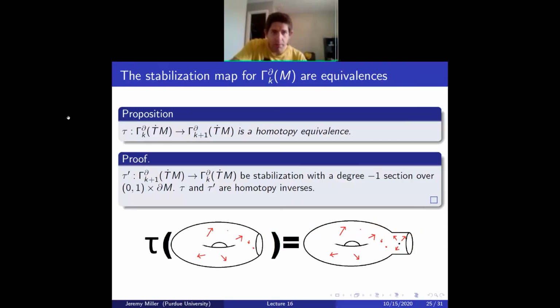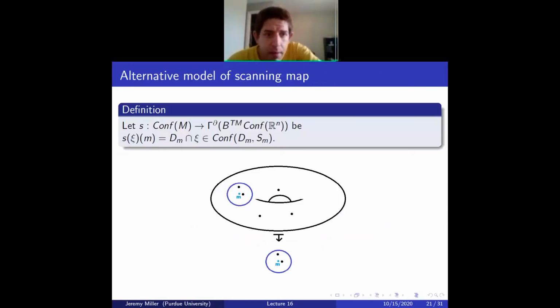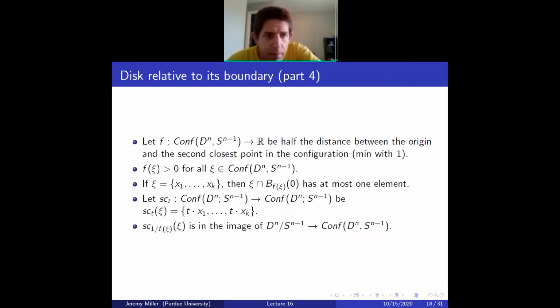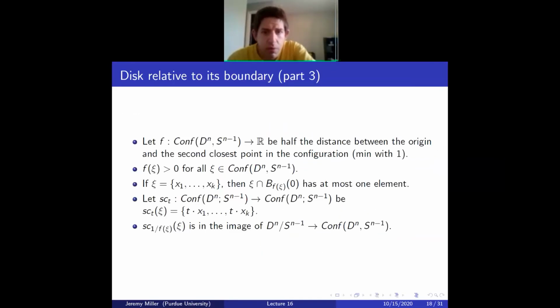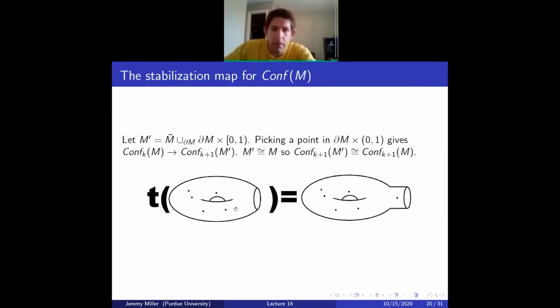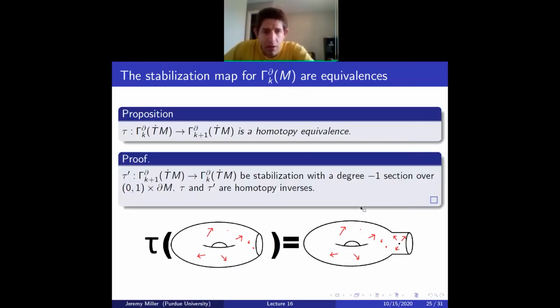Okay, so these maps, I guess we proved, what did we do last class? Oh no, it wasn't last class. A week ago, we proved that these stabilization maps induce isomorphisms in homology in a range, increasing with the number of points. So the stabilization map for configuration spaces induces an isomorphism in a range in homology. These stabilization maps for the section space are going to be homotopy equivalences.